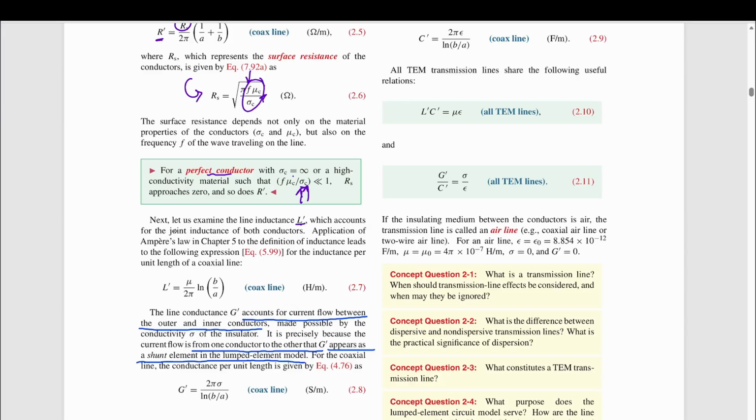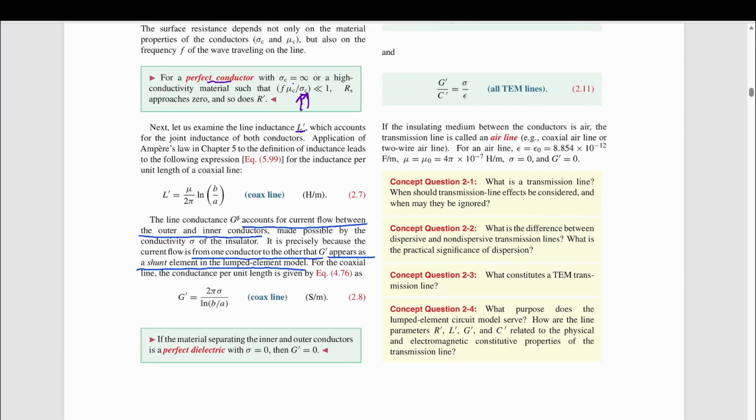which accounts for the joint inductance of both conductors. So each of R', L', and C' takes into consideration the two conductors, not just one conductor by itself. Application of Ampere's law in chapter 5 to the definition of inductance leads to the following expression for the inductance per unit length of a coaxial line.